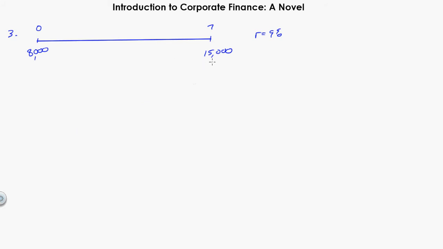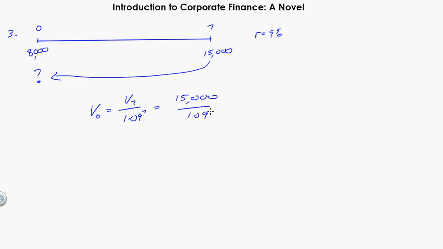Well, I want to bring this $15,000 back to today and see how much it's worth. So the value today of that $15,000 at year 7 is given by this. So the value at year 0 is $15,000 divided by 1.09 to the 7th. That is equal to $8,205.51. So Derek would choose to get the $15,000 at year 7.